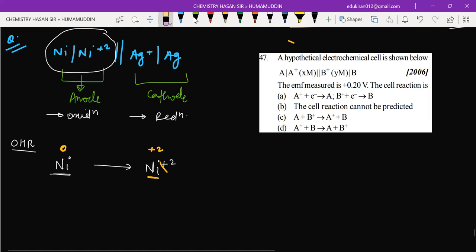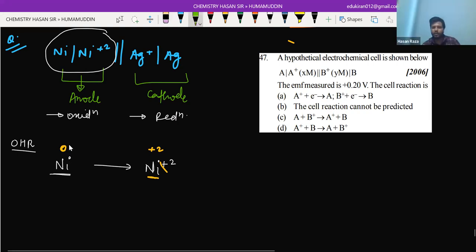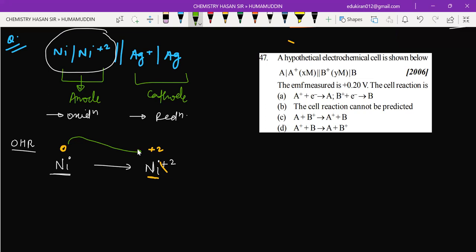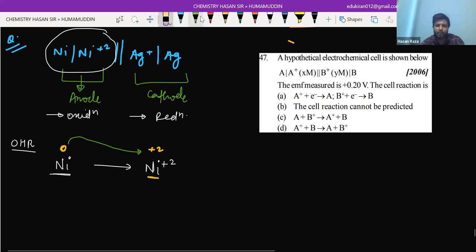Yes, sir. Now, the next point. If some element goes from 0 to plus 2, what does this mean? It loses or gains electrons? Loses electrons. How many electrons lost? 2 electrons lost. So you are going to write here plus 2 electrons.